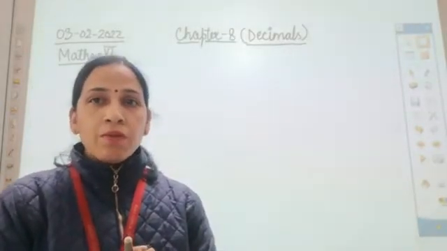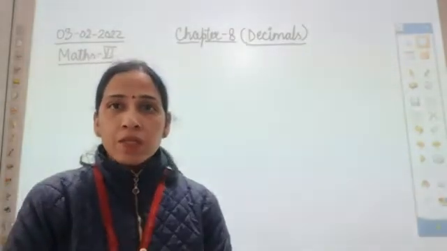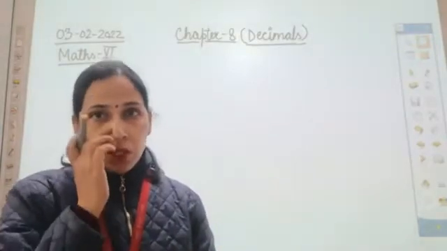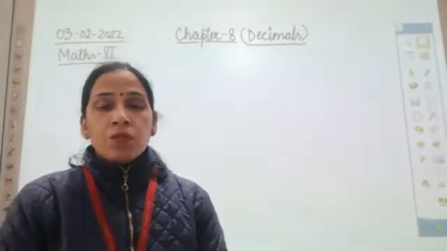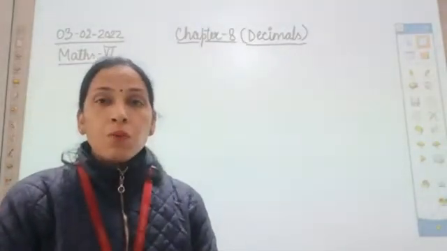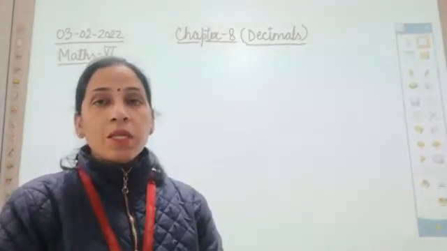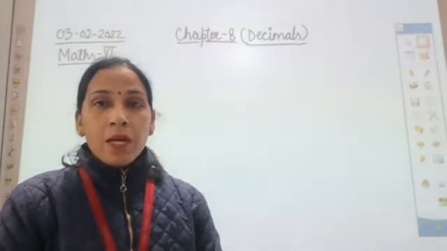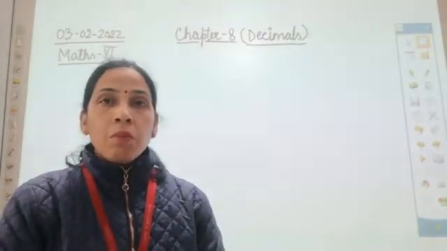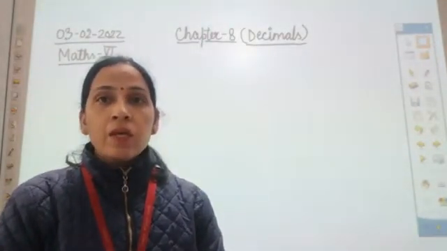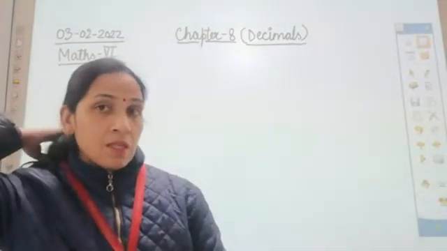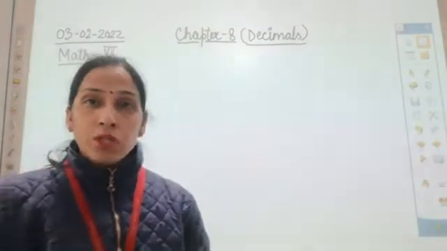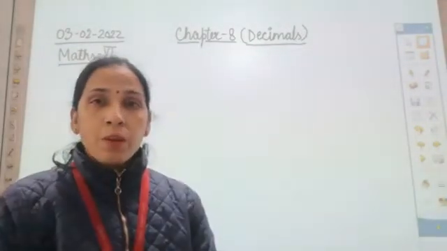Children, as you all are aware, we were doing revision classes and today we are going to start with chapter 8, decimals. Now decimals, first of all you need to understand what we mean by decimal. Decimal is a point which is placed in between two numbers. Again there is another decimal number, expanded system, its place value chart, each and everything you are going to do in this chapter.